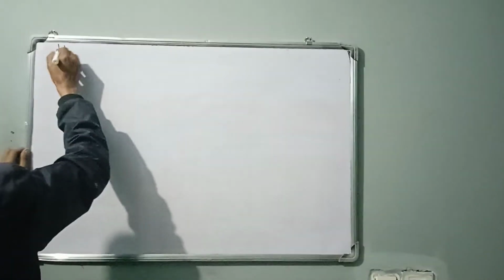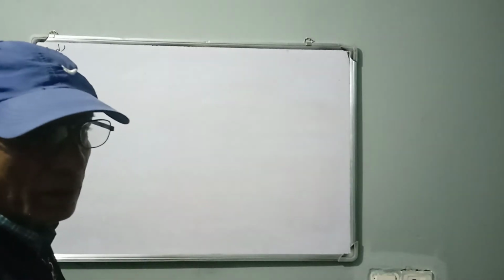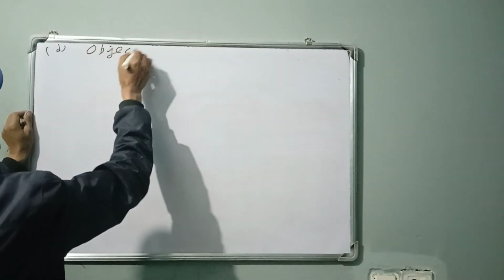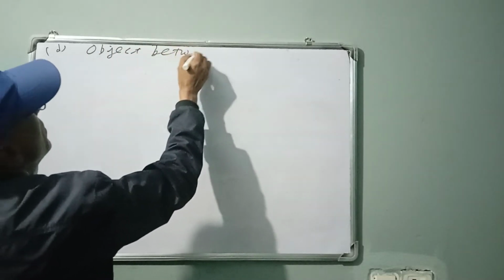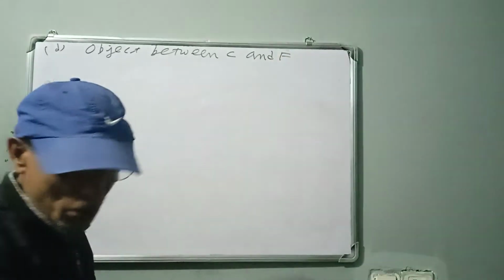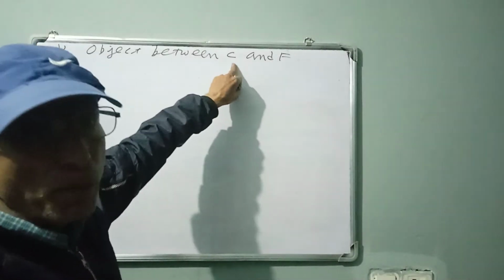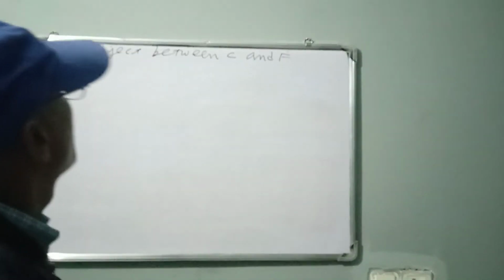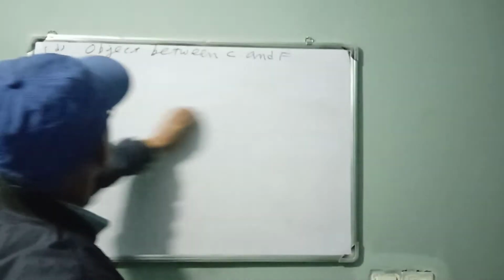Now, case D: the object is between C and F. The students should know C for center of curvature, F for focus and P for pole. So they should know. First of all, an incomplete diagram.